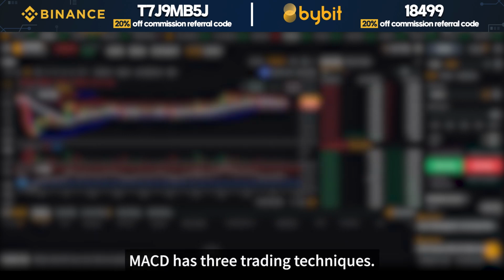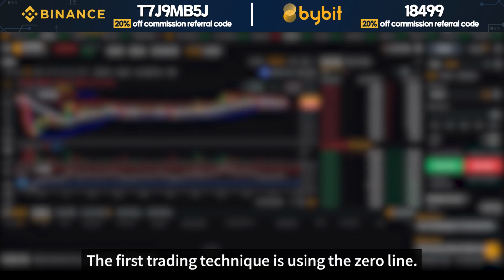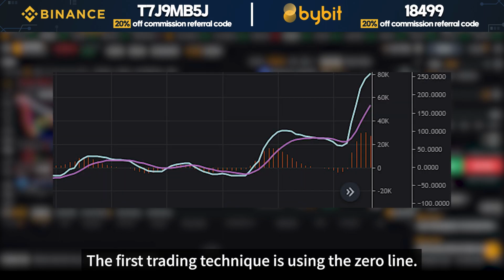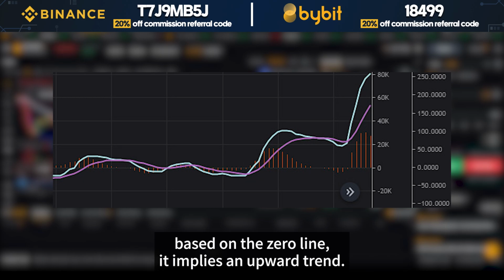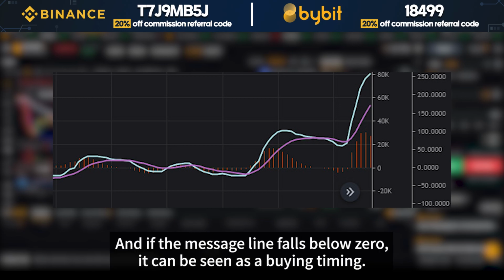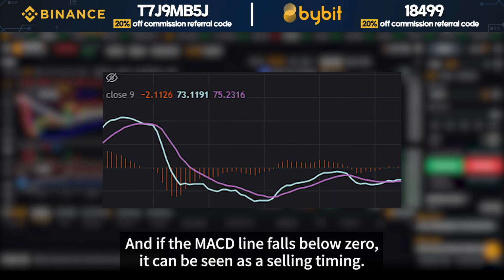MACD has three trading techniques. The first trading technique is using the zero line. If the MACD line rises above zero based on the zero line, it implies an upward trend and can be seen as a buying timing, and if the MACD line falls below zero, it can be seen as a selling timing.